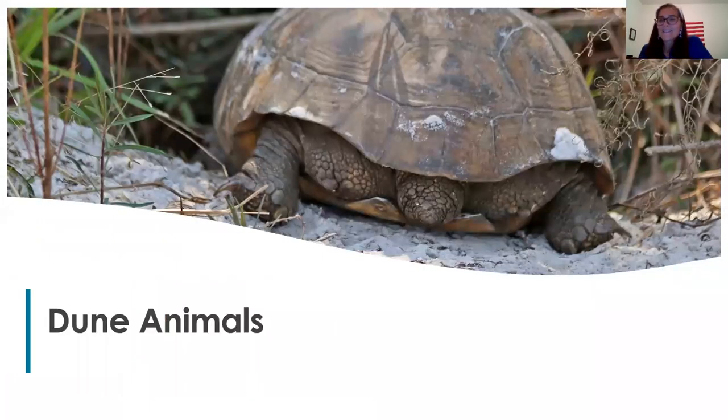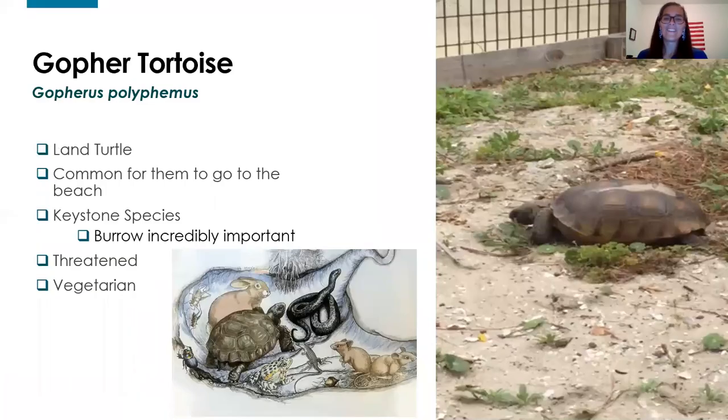All right, dune animals. This is my favorite animal. This is a super cute tortoise butt. So let's just start with the tortoise. So tortoises are adorable, and this tortoise in particular, his name is Augie. Augie is a non-releasable educational gopher tortoise that we utilize in a lot of our education programming to teach people about how awesome these animals are.